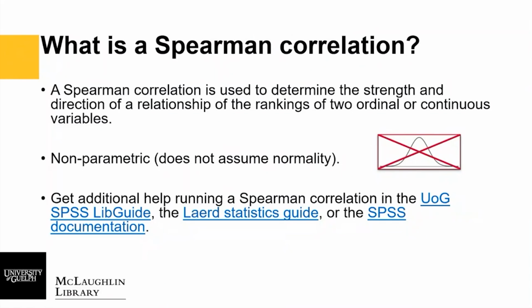Importantly, the Spearman correlation is a non-parametric test. It means it does not assume normality. The data do not have to meet that standard bell-shaped curve shape. And I've left you some other resources on the slide if you're trying to run this on your own and you're looking for a little more help.